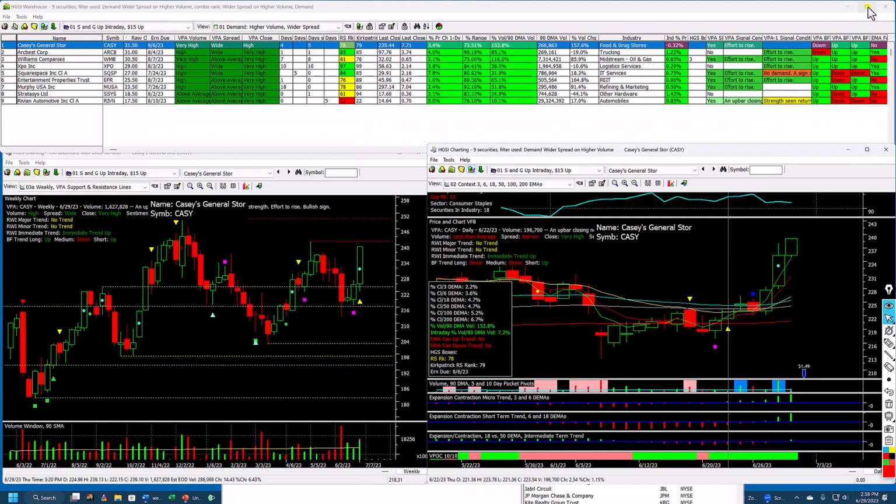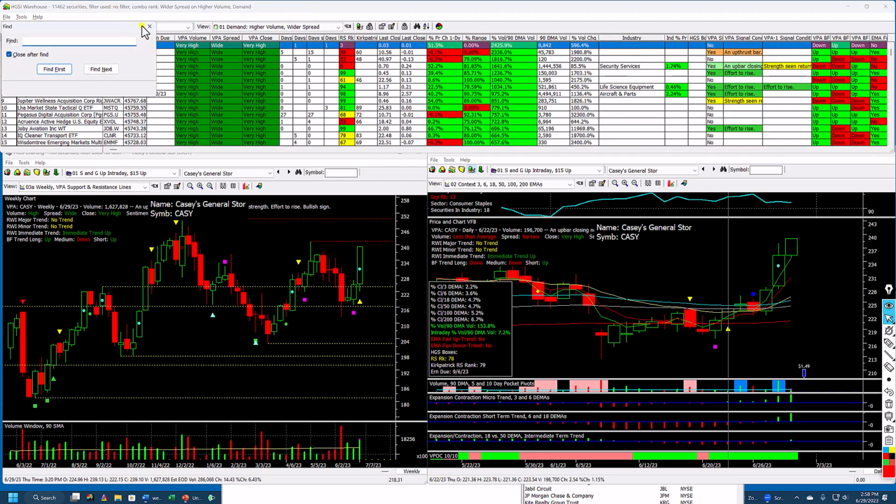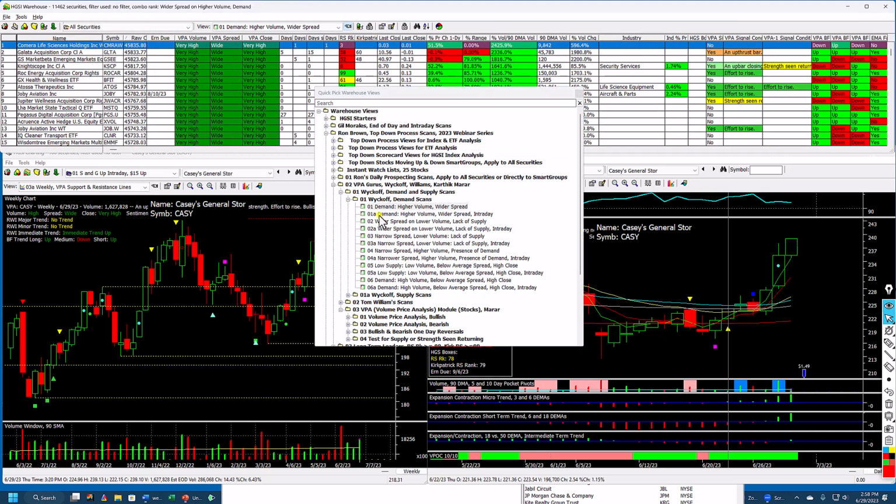So the goal is to find low risk entries, and that's where these columns come in. But just because you miss a trade doesn't mean that these stocks won't continue to go either. Now, I'm running out of time. I want to do a couple more things here. I'll stay on a little bit longer because this is interesting.